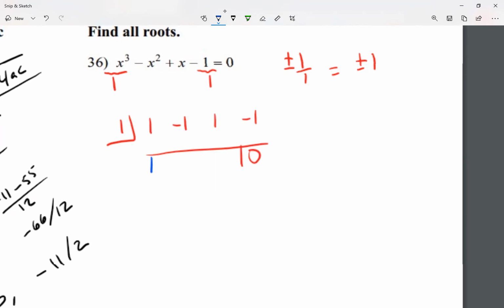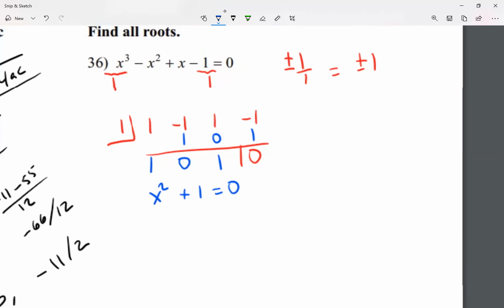Okay, so I bring down the first number, multiply by 1. Combine those, 0. Multiply by 1. Combine those. Multiply by 1. Combine those. Okay, cool. So yeah, 1 did work. One of my roots did work. Now I have x squared plus 0x plus 1, and this is equal to 0.